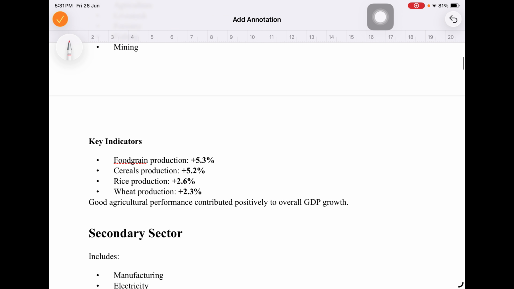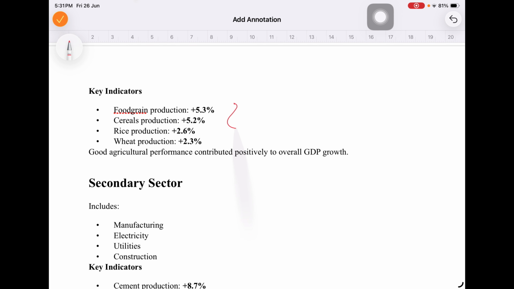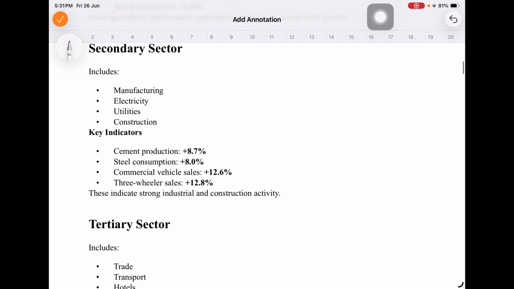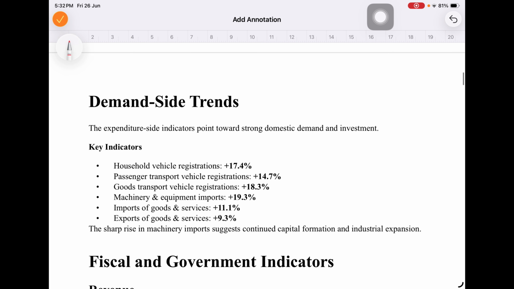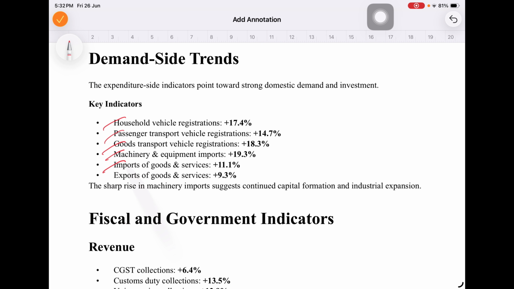And you can see sectoral trends are also there. You can see everything has increased. Food, cereal, rice, wheat has increased. Nobody's going to ask you this information. But you can just estimate that most probably they have increased only.